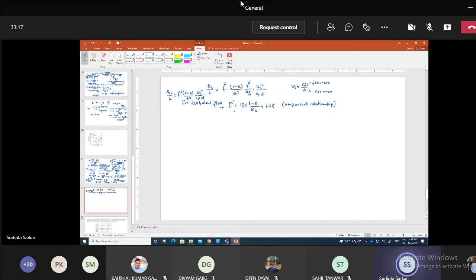Now for turbulent flow, we get F dash equals this. This is an empirical relationship. So that means my HL by L is now becoming 150 into (1 minus E) square divided by RE, into 1 by E cube into Vs square by psi d, plus 1.75 times F dash, exactly 1.75 times (1 minus E) by E cube into Vs square by psi d. And here you have this value.